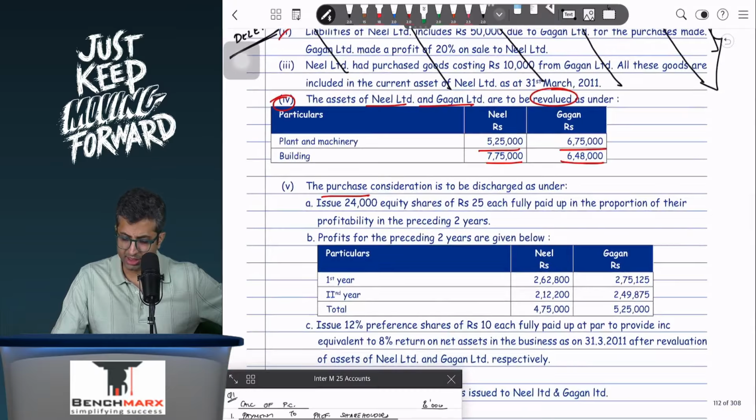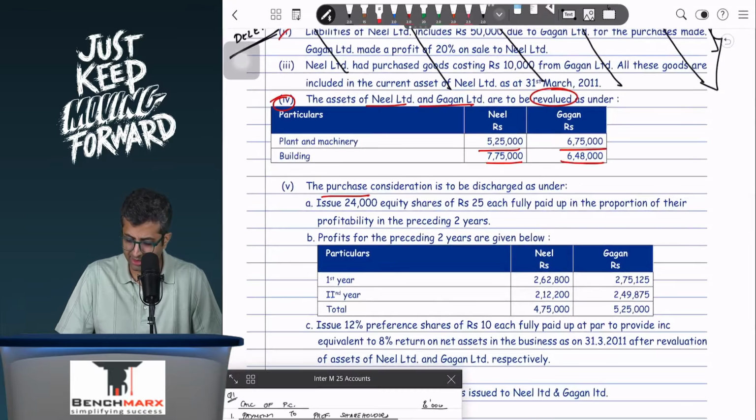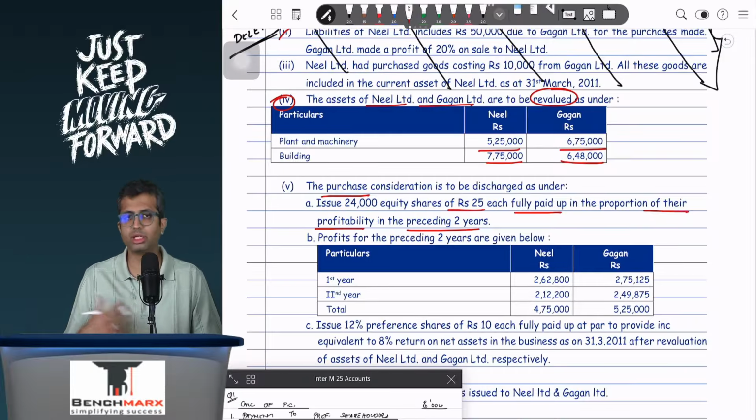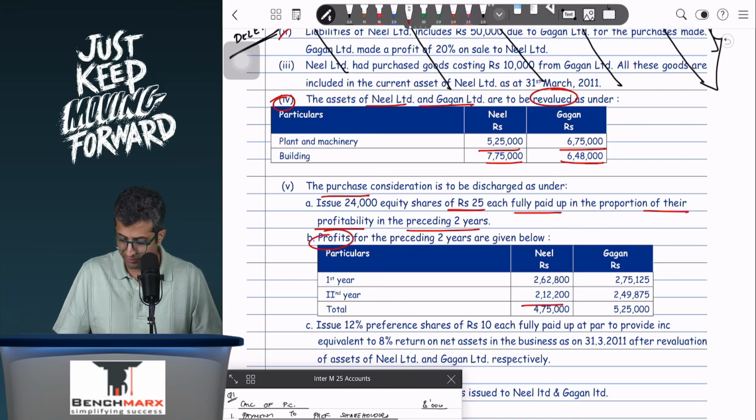The purchase consideration is to be discharged as under: issue 24,000 equity shares of rupees 25 each, fully paid, in proportion of their profitability in the preceding 2 years. So to Neil and Gagan in the ratio of their profitability. Now profits for the preceding 2 years are, so the first year and second year for Neil and Gagan. If I total this up, 475 and 525, this will come to 10 lakhs in total.